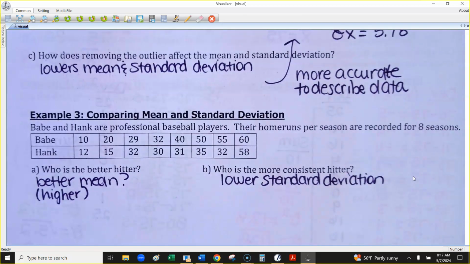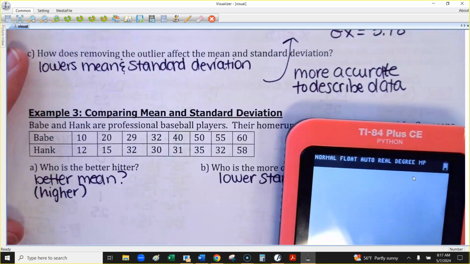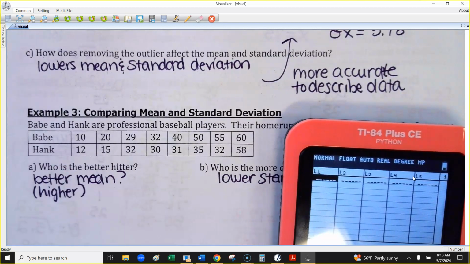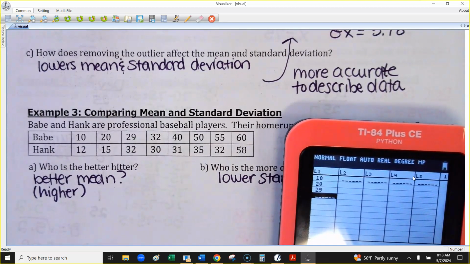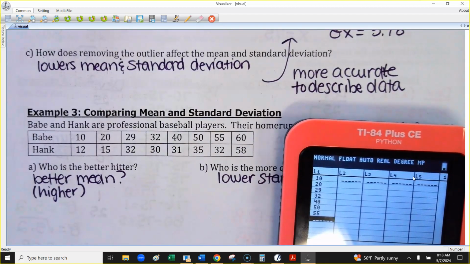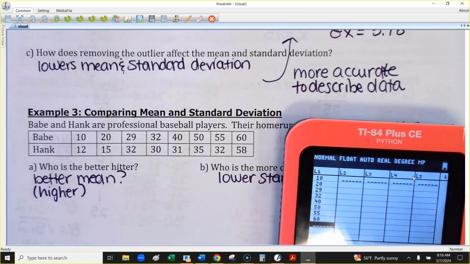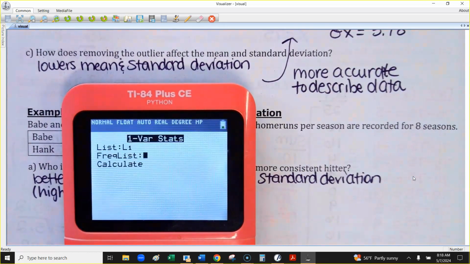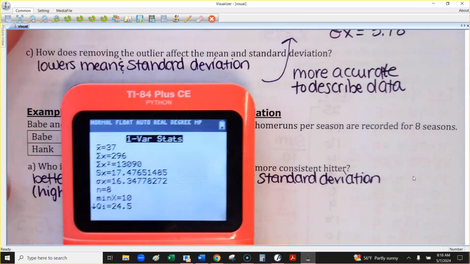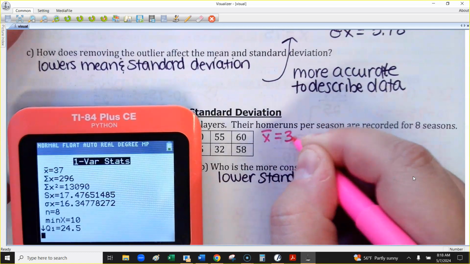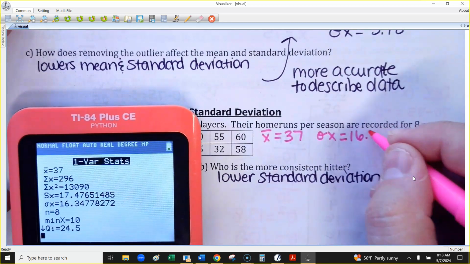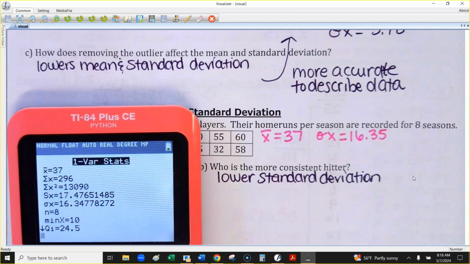So here's what I'm going to do, and I'm going to show you guys real quick. Just put these in. It doesn't matter which one goes first. I'm going to go to Stat, Edit, and I'm just going to clear out the first list, and I'm just going to type that first row, and I'm just going to grab the mean and the standard deviation from this data set. So there's 8 seasons, excuse me, gives you how many home runs they had for the season. Once you've got that in, just to practice, just hit Stat Calc 1 variable stats. And I'm going to write down the mean and the standard deviation. So the mean, 37, standard deviation is about 16.35. Again, a lot of times these are kind of nasty decimals, so just round to 2 decimal places.